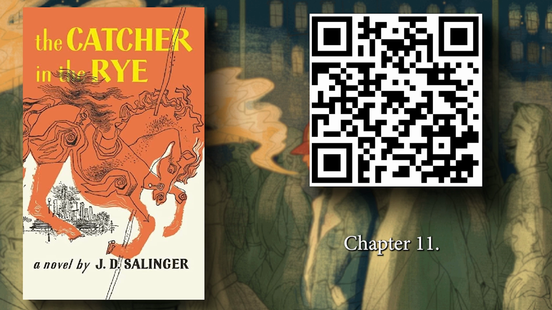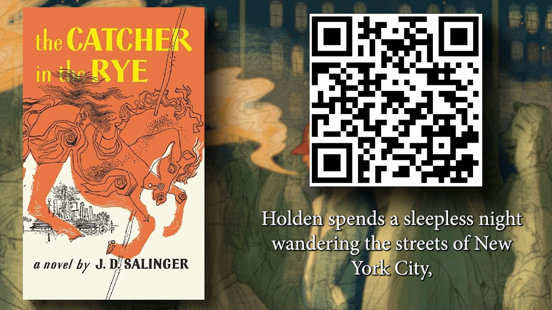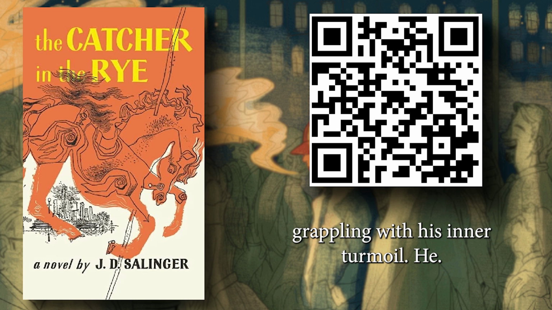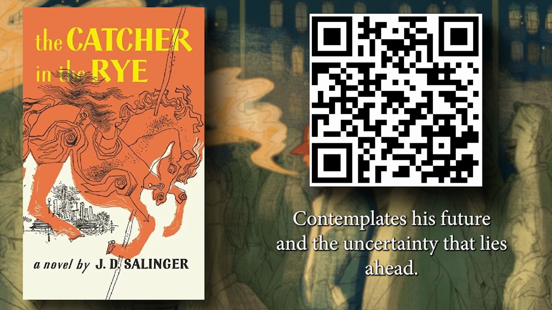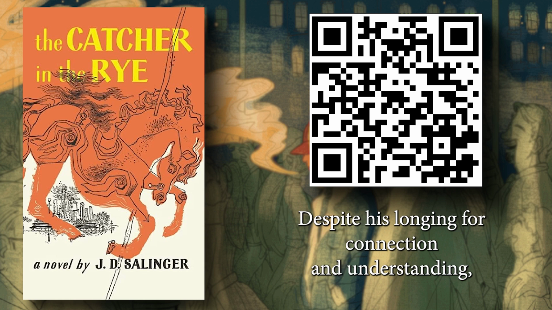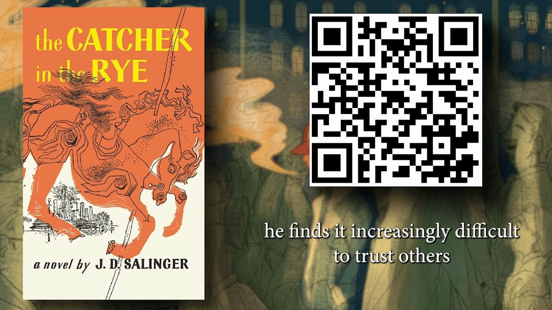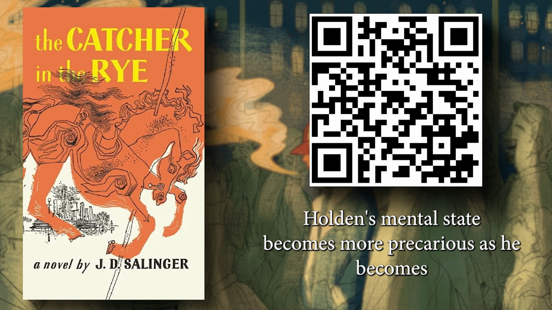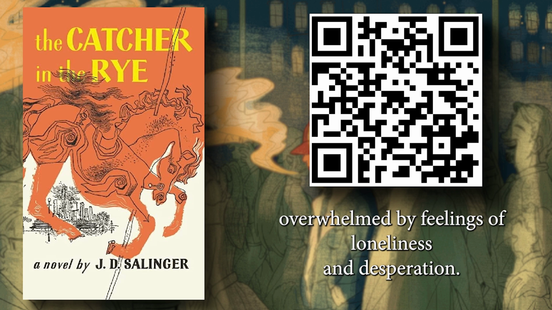Chapter 11. Holden spends a sleepless night wandering the streets of New York City, grappling with his inner turmoil, he contemplates his future and the uncertainty that lies ahead. Despite his longing for connection and understanding, he finds it increasingly difficult to trust others and navigate the complexities of adult life. Holden's mental state becomes more precarious as he becomes overwhelmed by feelings of loneliness and desperation.